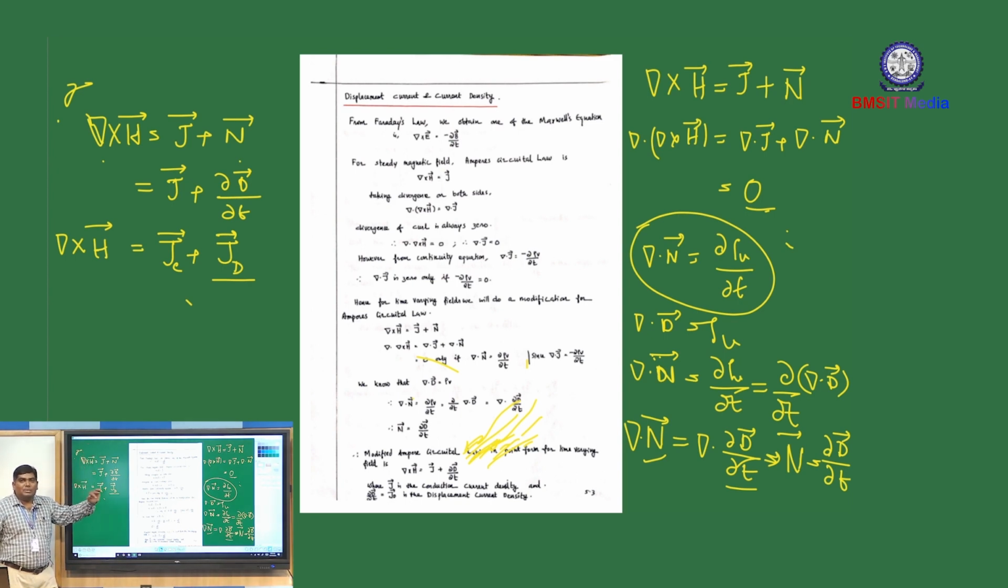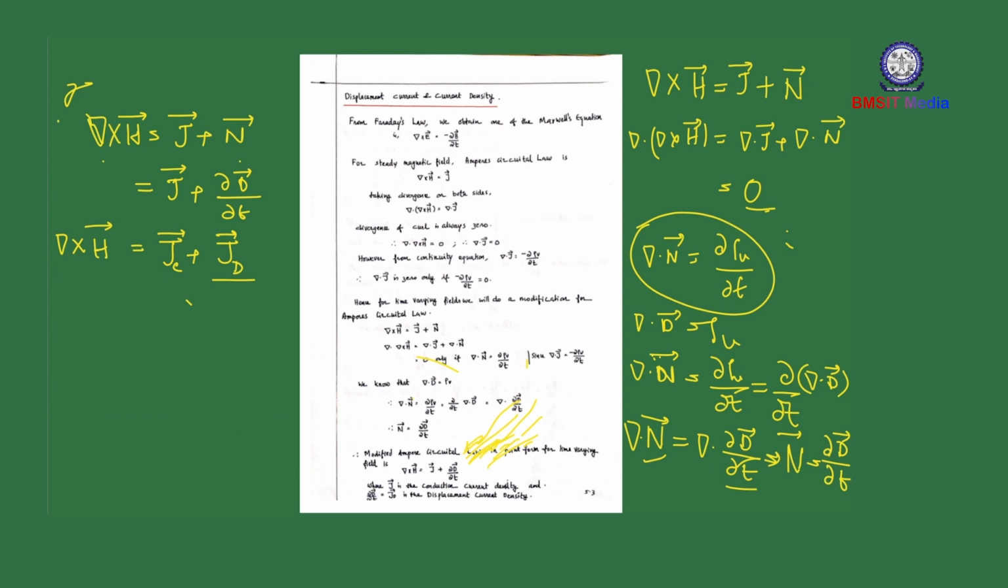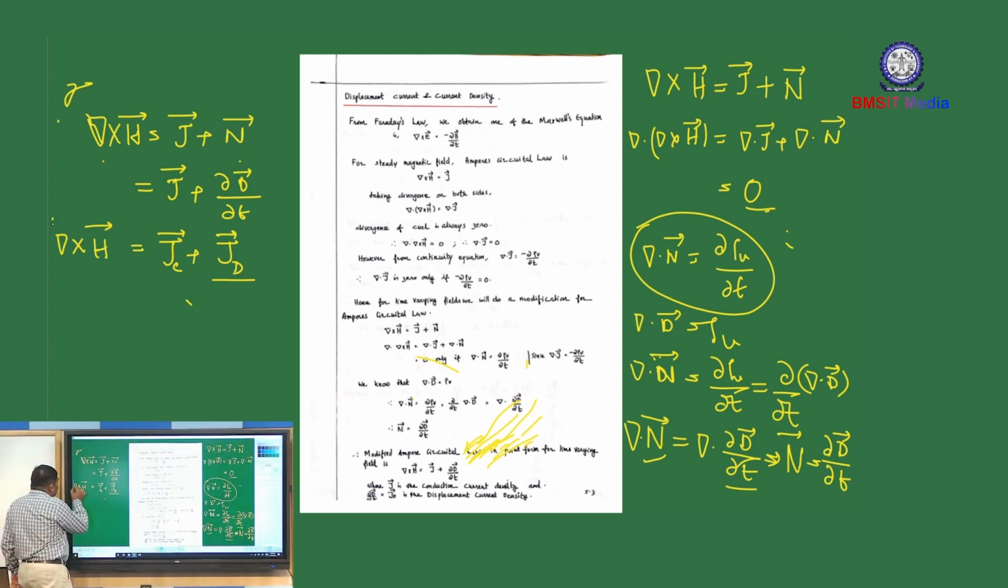So that is what exactly we have done, displacement current and displacement current density. Ampere circuital law, whatever we derived in magnetostatics, was only del cross H is equal to J. Now for time varying fields, we have included the displacement current density with respect to time into the equation of Ampere circuital law by modifying the equation. So we have got del cross H is equal to JC plus JD. JC is nothing but the conduction current density, and JD is the displacement current density. This is how exactly we have modified the Ampere circuital law.